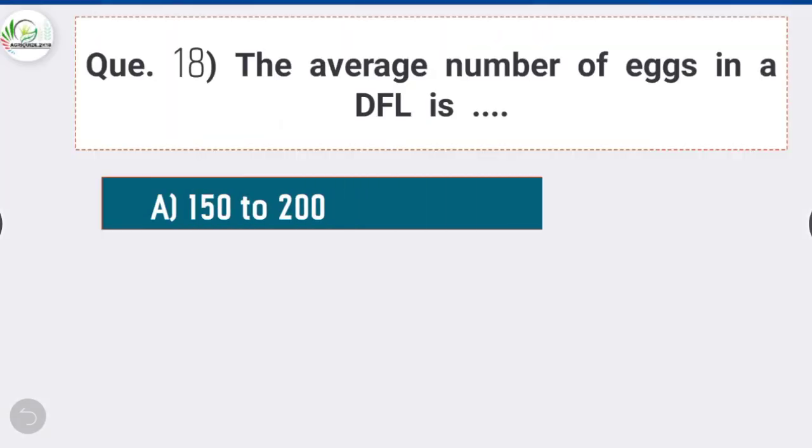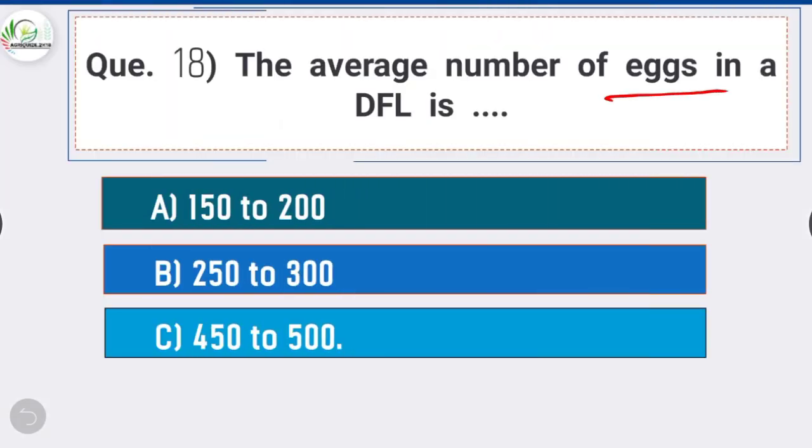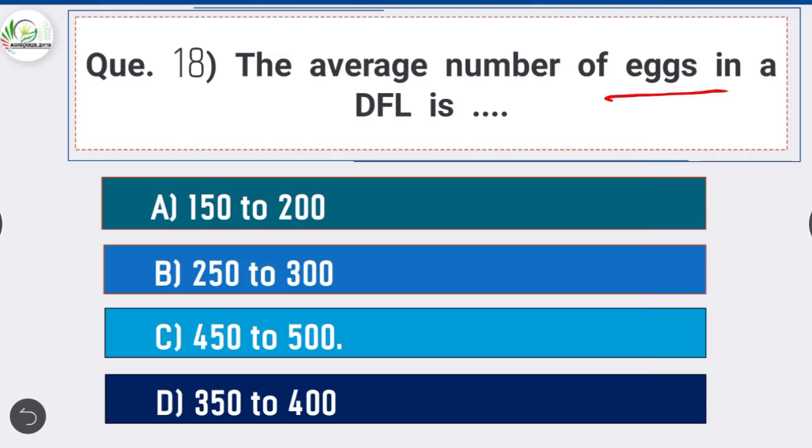Question number 18. The average number of eggs in a DFL is, and the correct answer is 450 to 500. Here DFL denotes disease-free laying. Eggs laid by a single mother moth microscopically tested for having no transovarial diseases are termed as a disease-free laying.